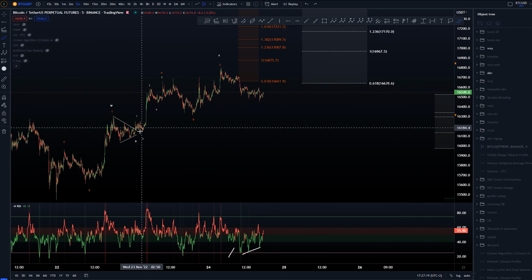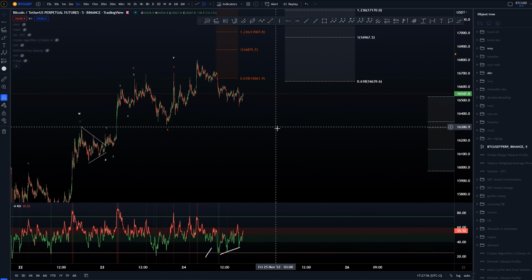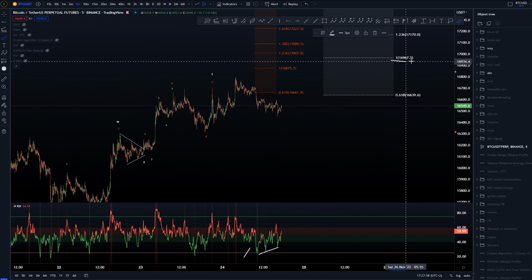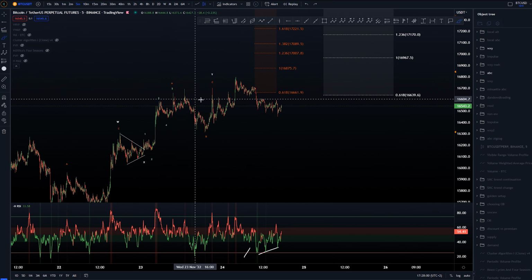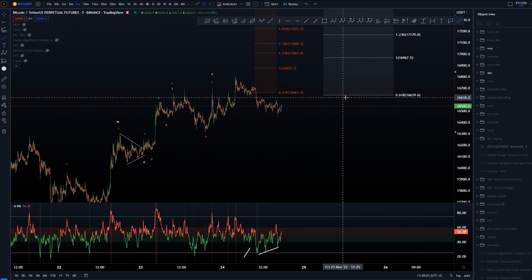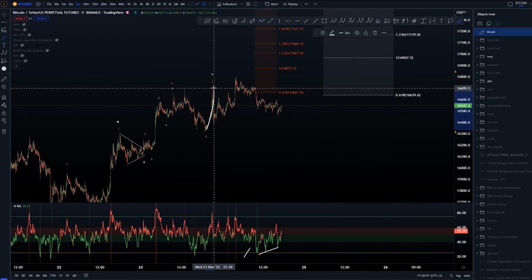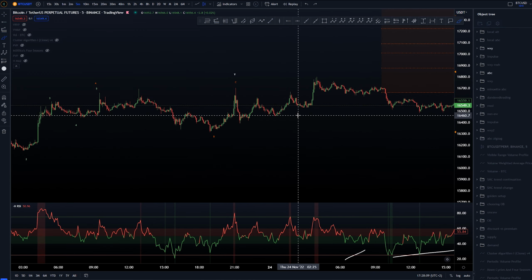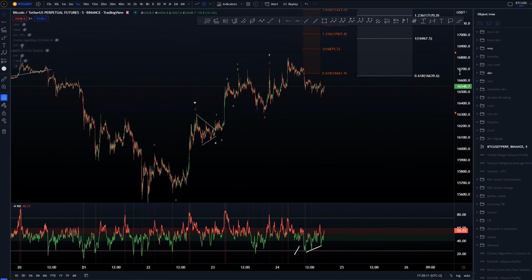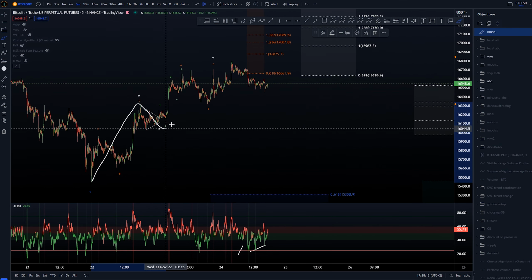Again, this is not really pretty at all. We don't get anywhere to these 1-to-1 extension targets on either of these, but we do hit the 0.618 on both of these. So I guess it could be possible that this is done here. And again, that would just make us have this as a 3-way structure.